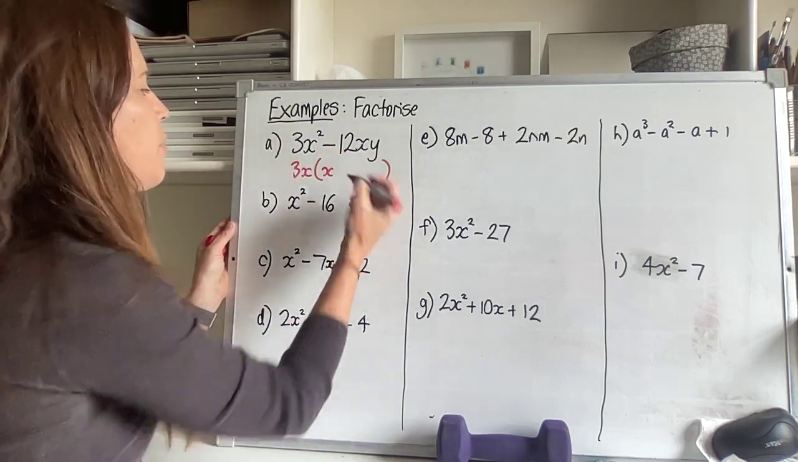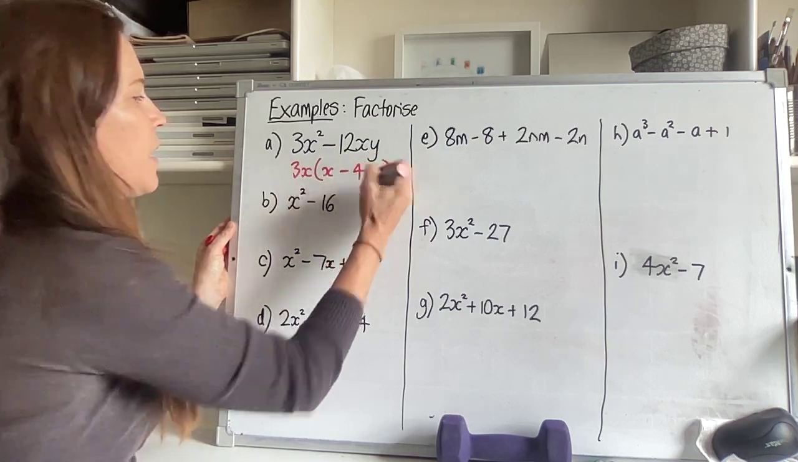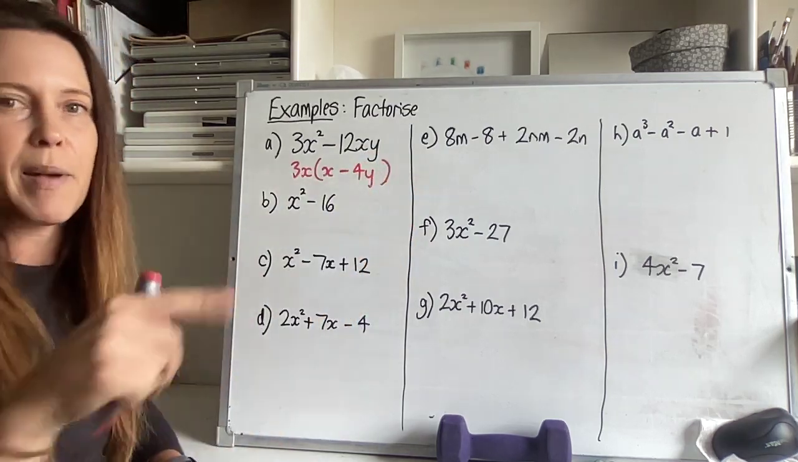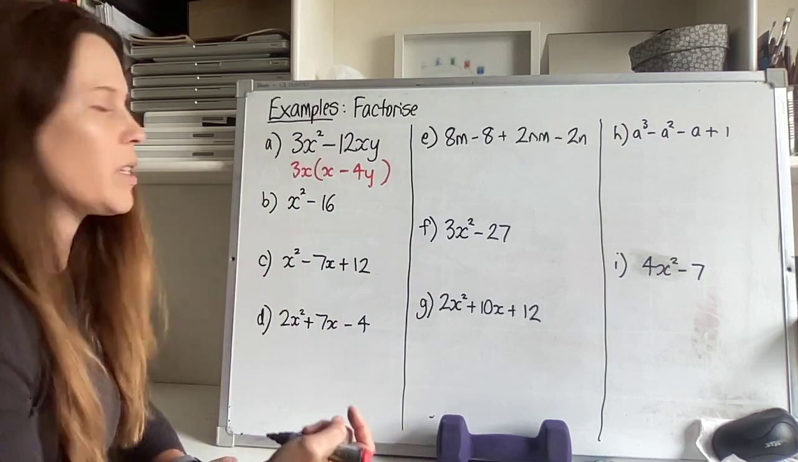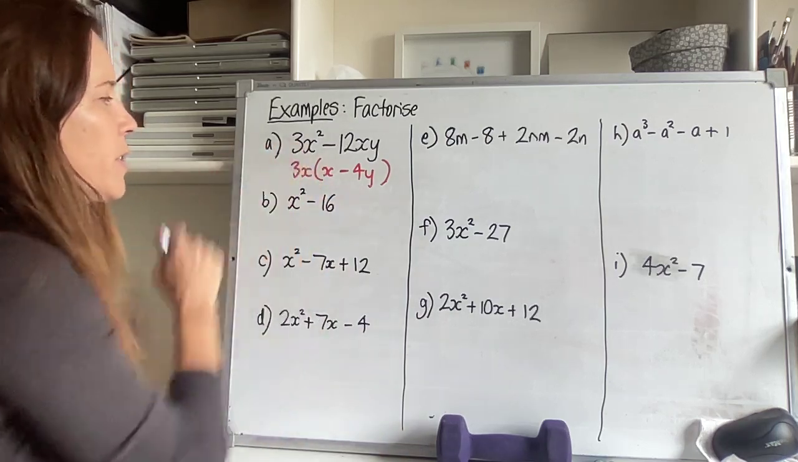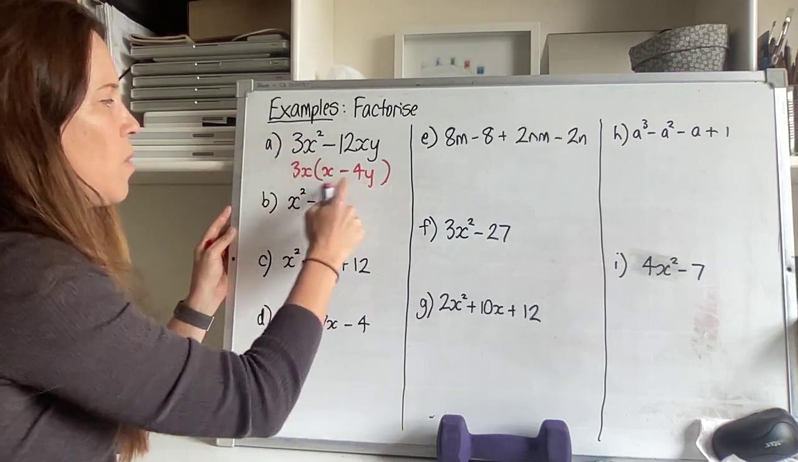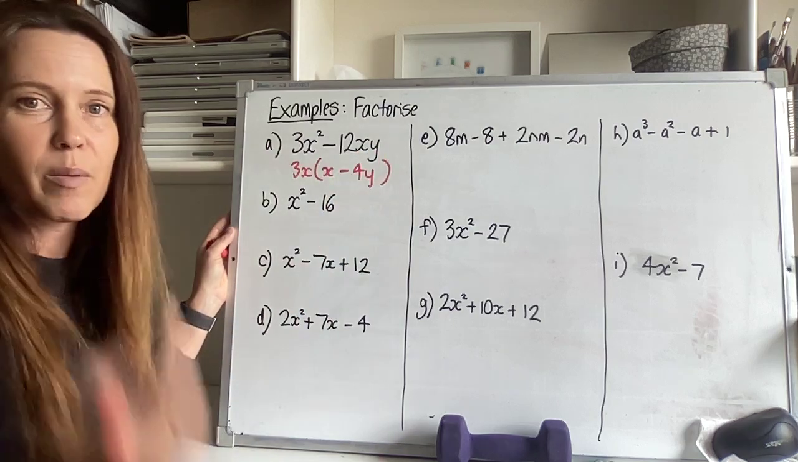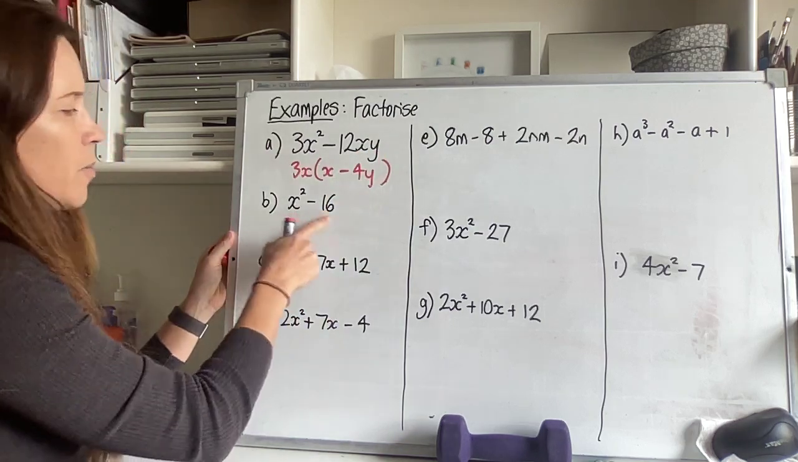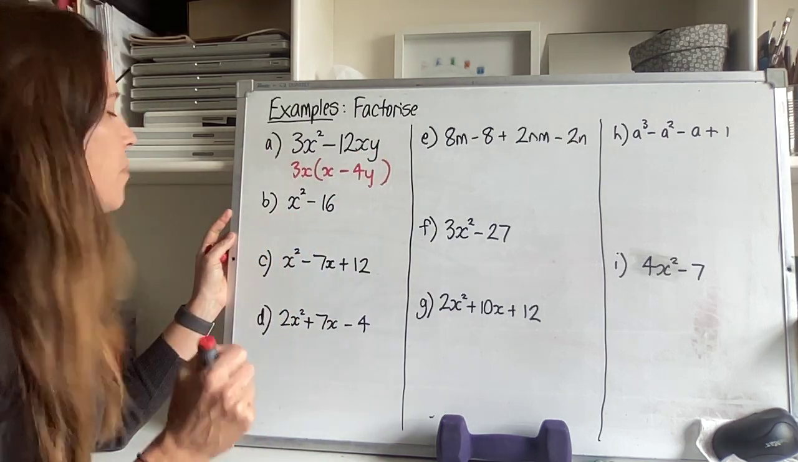Do it whichever way you're comfortable with, but what I do recommend doing is when you think you're finished, expand it out to check that you get what you started with. So 3x times x is 3x squared, 3x times negative 4y is negative 12xy, just to be sure that you've got it right. Okay, the next one, there's no common factors, but I looked for them just in case.